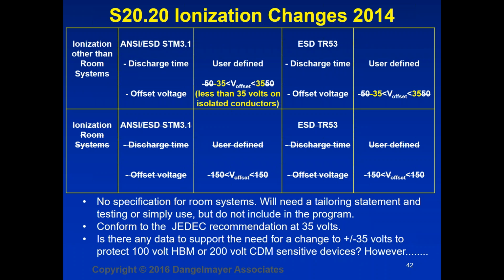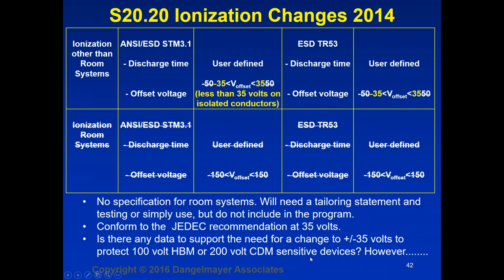And typically what we say is that room ionization will be used. It's primarily there for contamination control, and in any area where sensitive devices are handled, additional ionization will be provided to make sure that the ionization in that area meets the requirements of S2020. That's the type of tailoring statement you need.